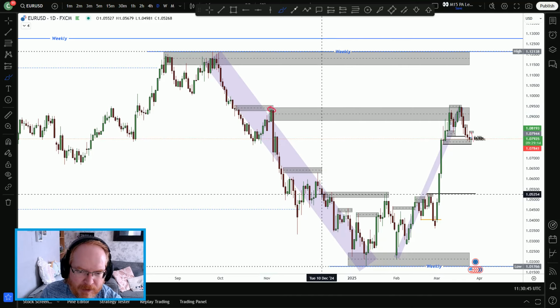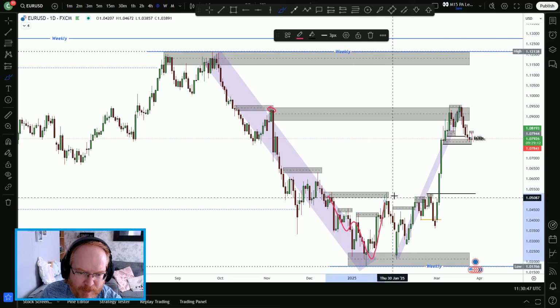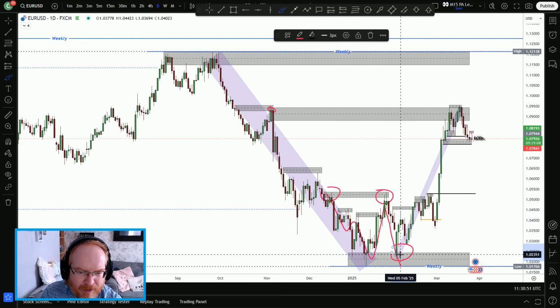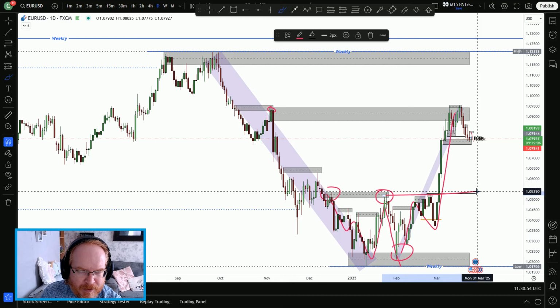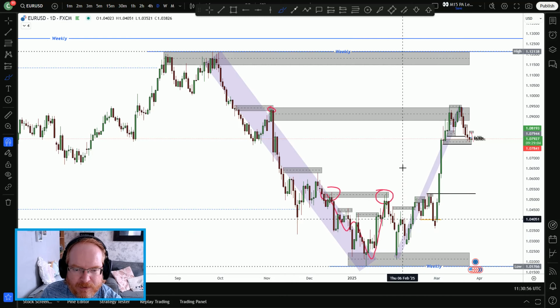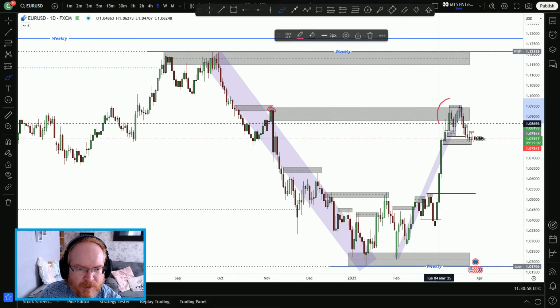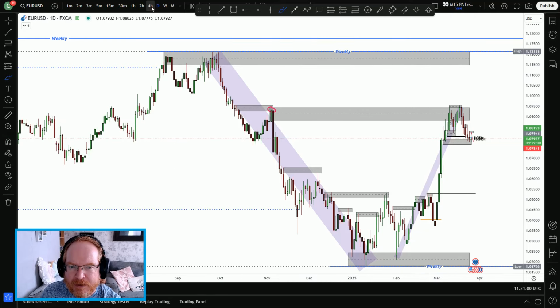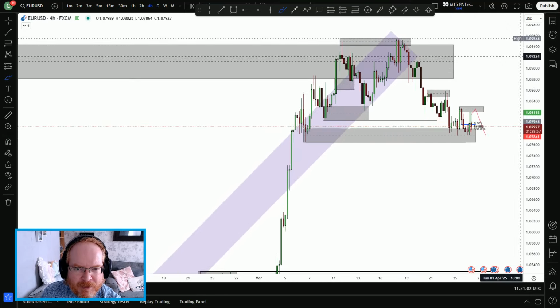Let's have a look. As you can see, it left this one and then came back quite a bit later on and rejected back down to this weekly level again, and now it's broken this zone on the daily. So now we're currently in this region on the daily. So we'll drop to the H4 and see what's going on in this region.